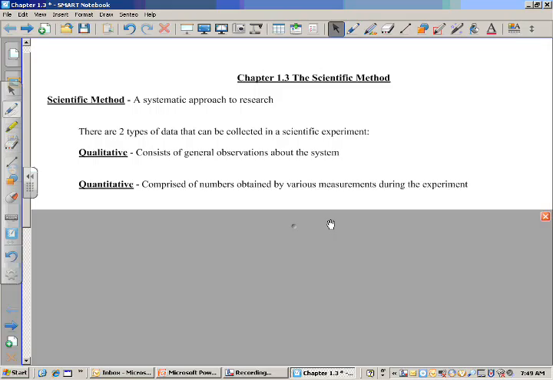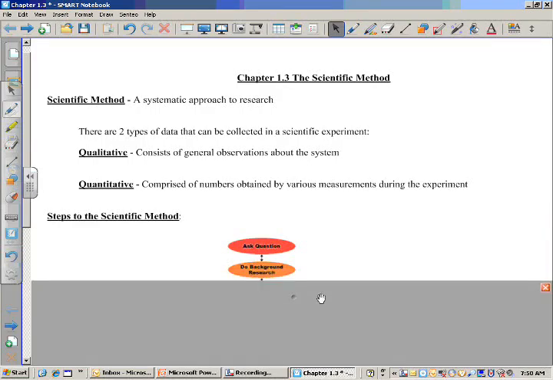Quantitative data is comprised of numbers obtained during measurements. For example, in a chemical reaction, if you collected the mass of a product that was formed, you would have quantitative data. They are physical measurements that are made during the lab.